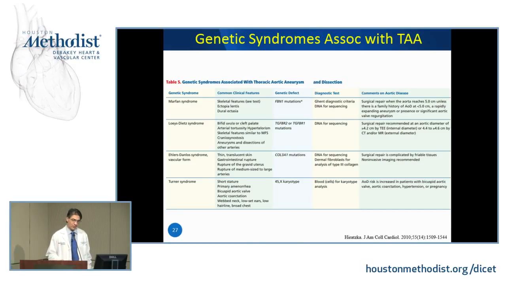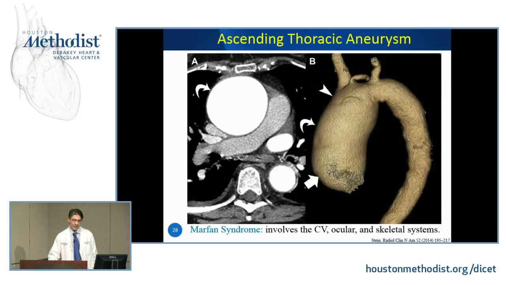They're important not only because they have a genetic origin, but also the decision of when to operate is much different from the average atherosclerotic population that we deal with. And this is just an example of an ascending thoracic aorta from a Marfan's patient, where you have effacement of the sinotubular junction and this marked, bulbous-looking ascending aorta.